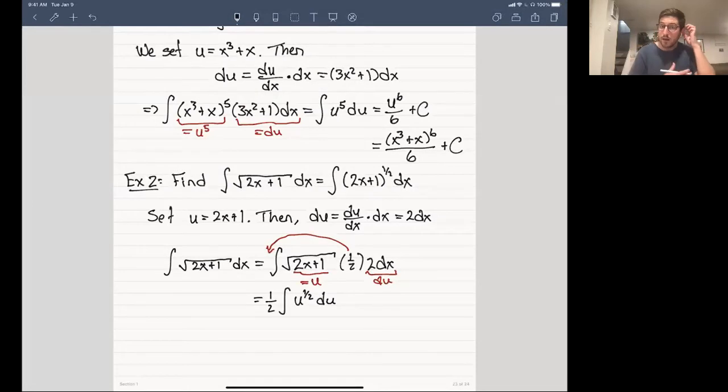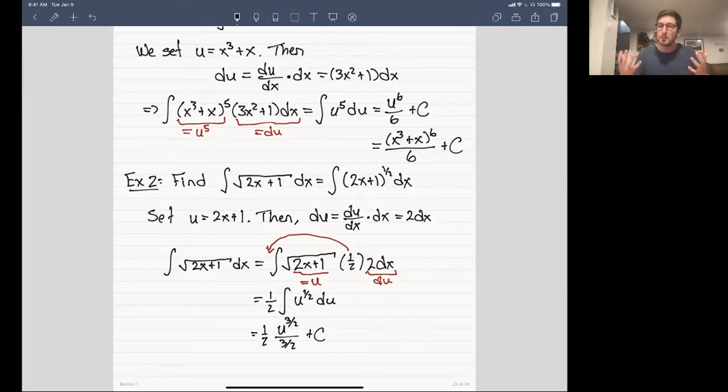And now, again, I know it's not a polynomial, but it looks like a polynomial because it's just u to the power of an exponent. So life is good again. So what do I do? I add 1 to the exponent, 3/2. I divide by the new exponent, and I add c.